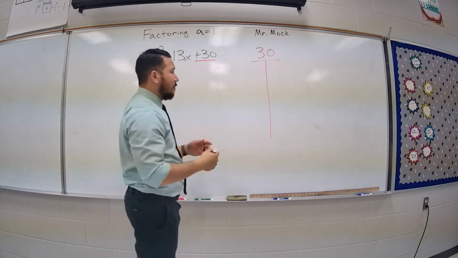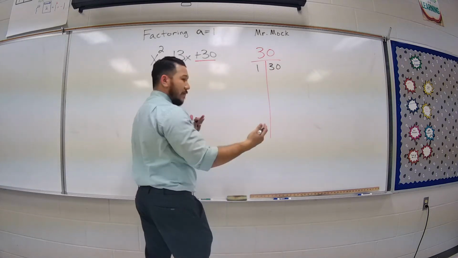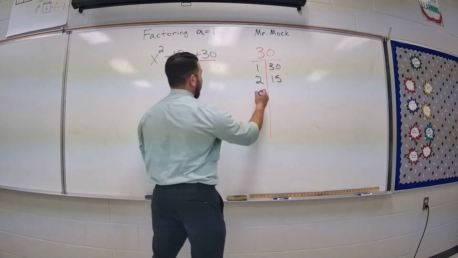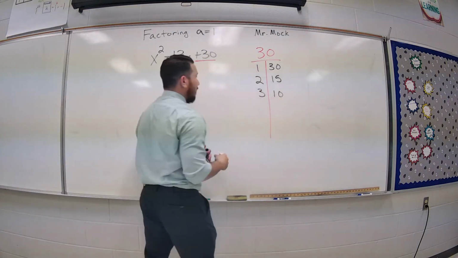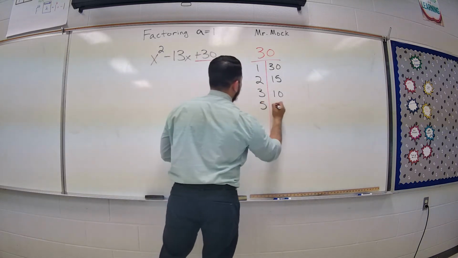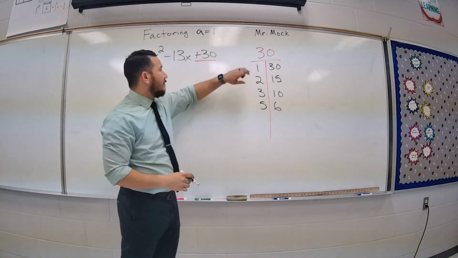So with my factors, I'm going to start from 1. So 1 times 30. And then I go down my line, 2 times 15. Now the next factor, 3 times 10. And then the last one, 4 won't work, but 5 will, 5 times 6. Okay, so these are all the factors, the numbers that can multiply to give us 30 here.